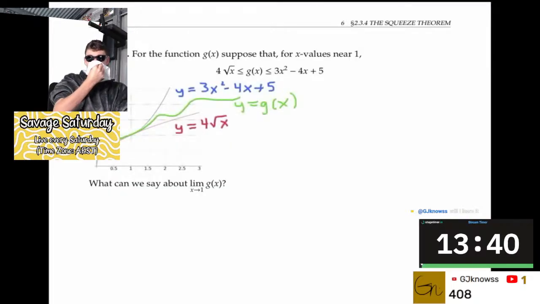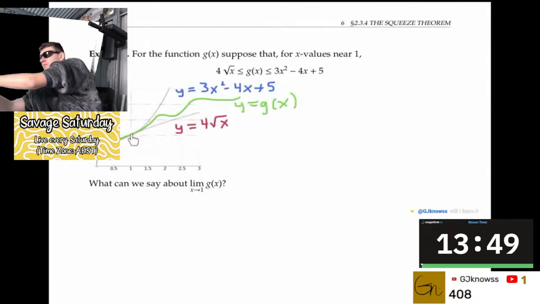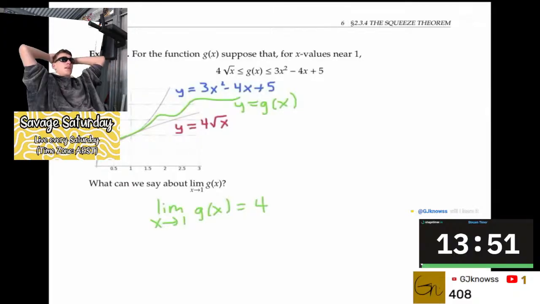Well, what can we say about the limit of g of x as x goes to 1? If you notice, the red curve and the blue curve have the exact same limit of 4 as x goes to 1. And since the green curve is squeezed in between the red and the blue curve, its limit must also be 4. This example is a special case of the squeeze theorem.